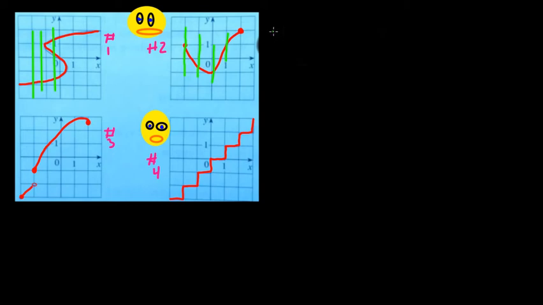Okay, today we're looking at some more functions, and we're looking at these graphs, and we're trying to determine whether or not they're a function. And if they are, we're going to state their domain and the range. Okay, so for number one, the easiest way to determine if something is a function is to do what's called the vertical line test. And so I've placed these little green lines right here.